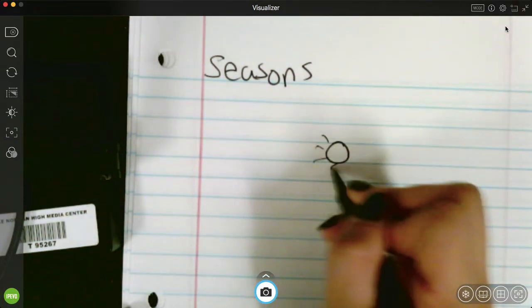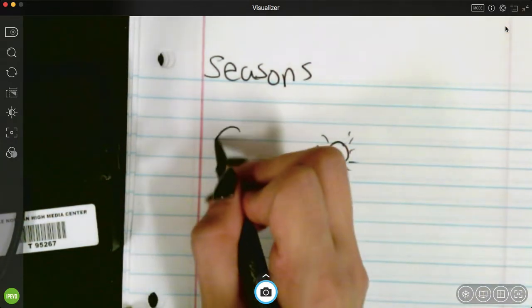So after we talked about how Earth moves through space, we talked more specifically about seasons. You do need to be okay with those season diagrams. Let me draw a quick one right here. We'll do it like this.